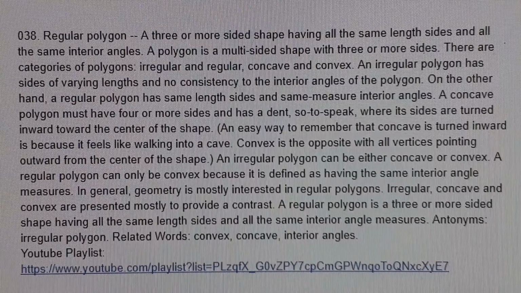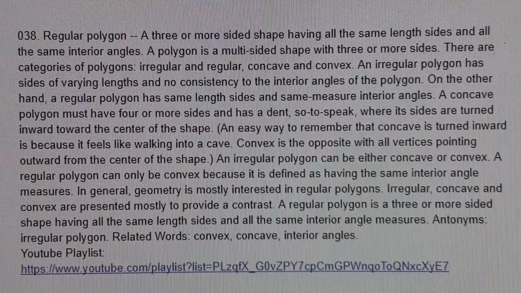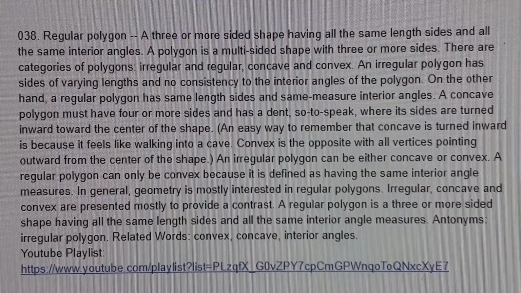An irregular polygon has sides of varying lengths and no consistency to the interior angles of the polygon. On the other hand, a regular polygon has the same length sides and same measure interior angles.